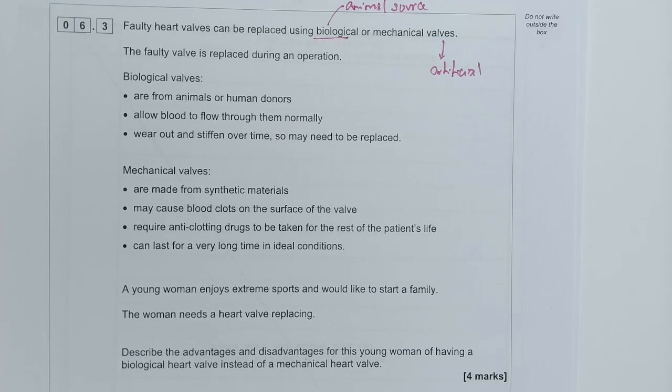So the faulty valve is replaced during an operation. Biological valves are from animals or human donors. They allow blood to flow through them normally, but wear out and stiffen over time, so may need to be replaced. Now, I'm not talking about the entire heart. We're talking about just the valve. The valve is just a really thin piece of tissue that can be sewn into the heart.